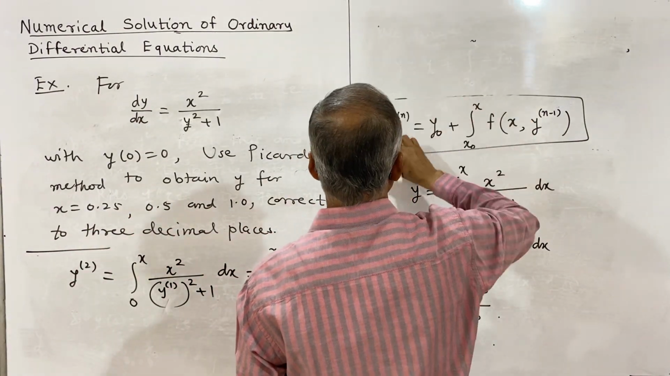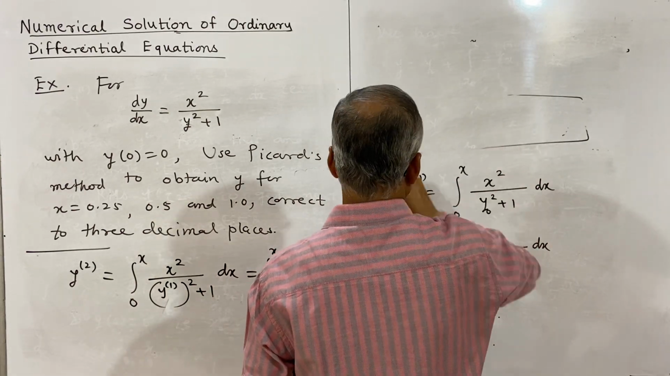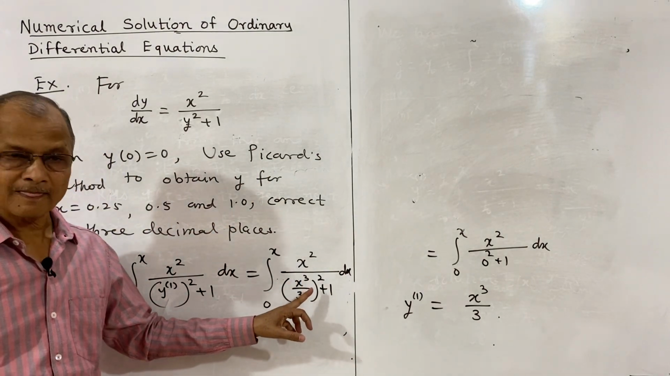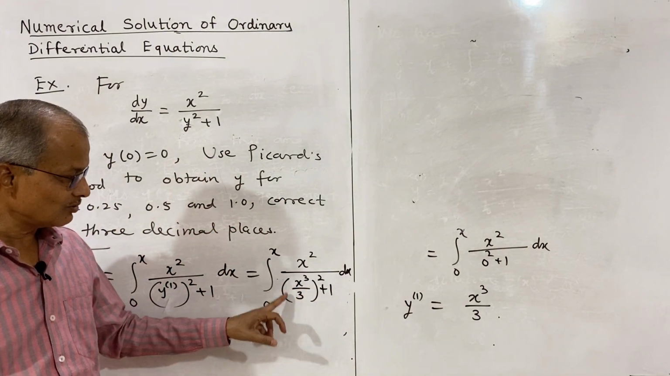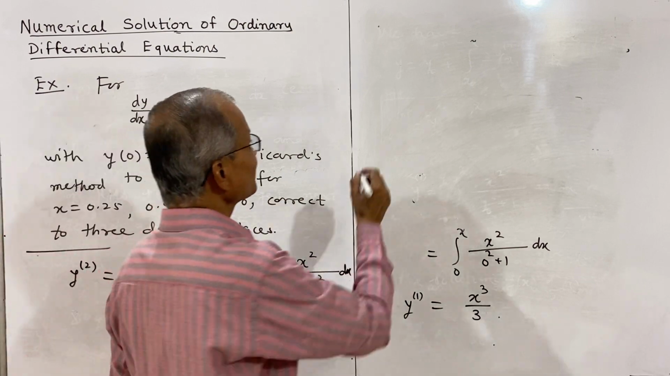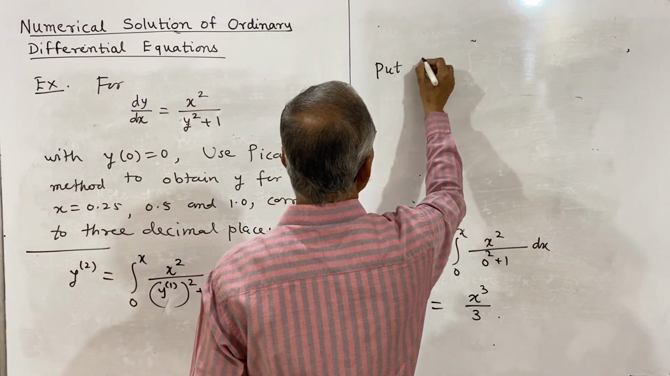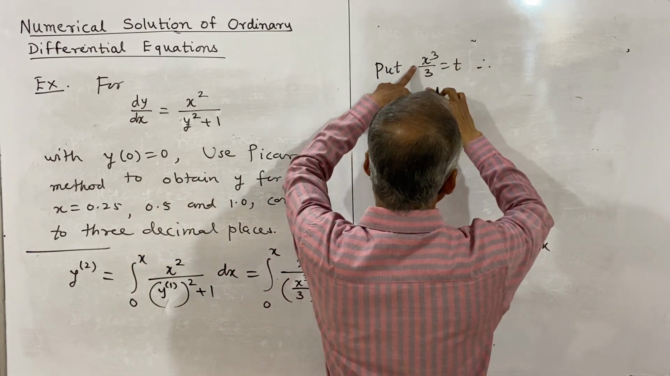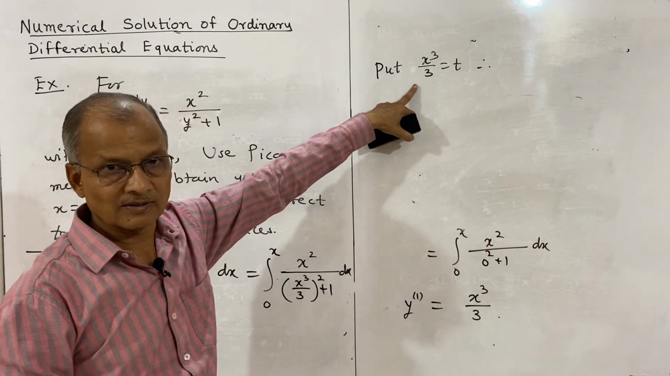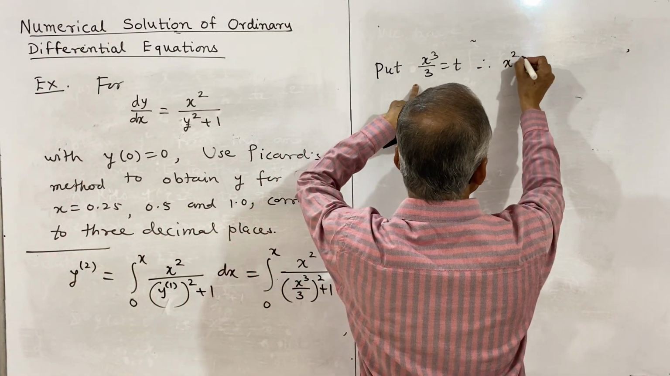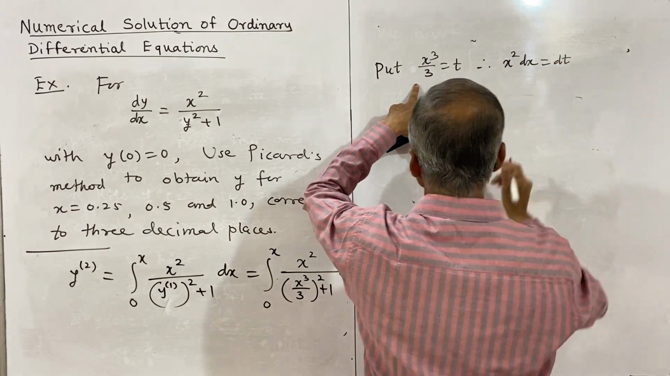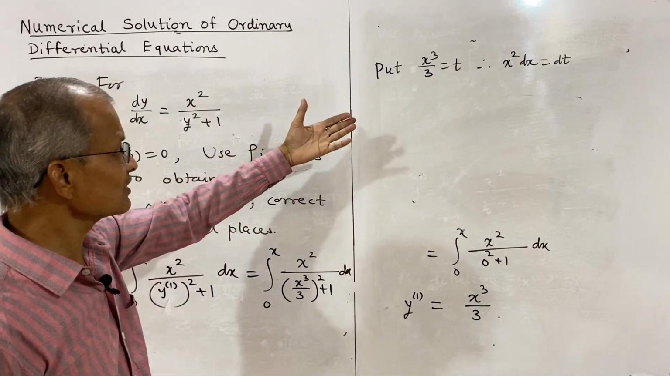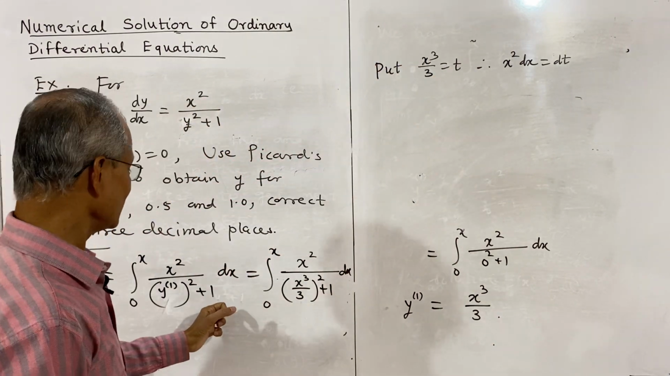Now we have to evaluate this integral, and that can be evaluated by the method of substitution. Here we have x cube by 3, and we have the x square term, so we can use substitution for this bracket. Put x cube by 3 equal to t, and the derivative of this will be 3x square by 3, that is only x square. So x square dx will be dt, and we observe when x is 0, t is 0, and when x is x, t is x cube by 3.